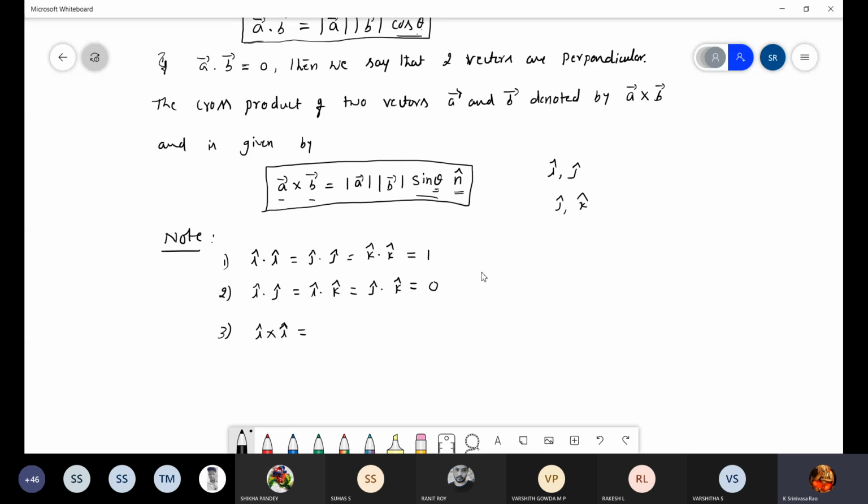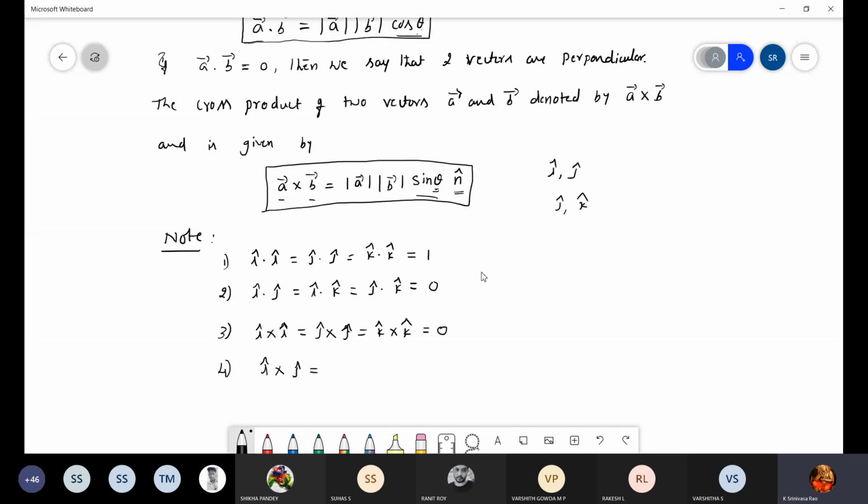Similarly, j cross j and k cross k. So the cross product of like vectors is 0. Whereas in the dot product, like vectors give 1, in the cross product, like vectors give 0. What about the other one, for example, i cross j? Just tell me. One is partially correct, but it is not the correct answer.